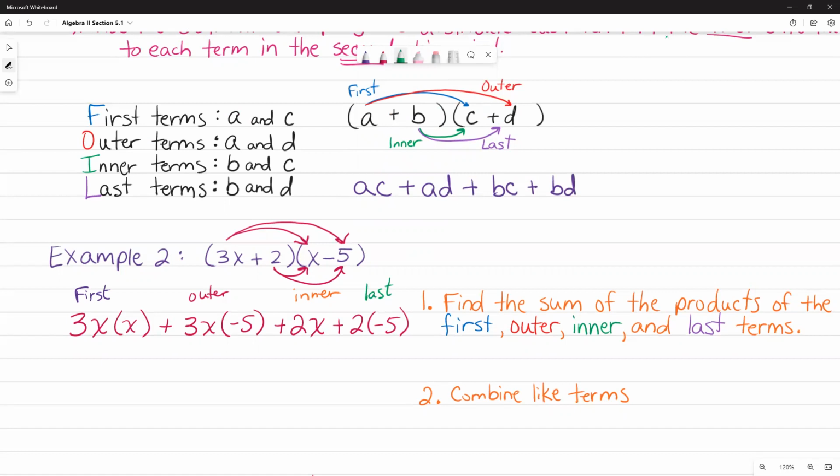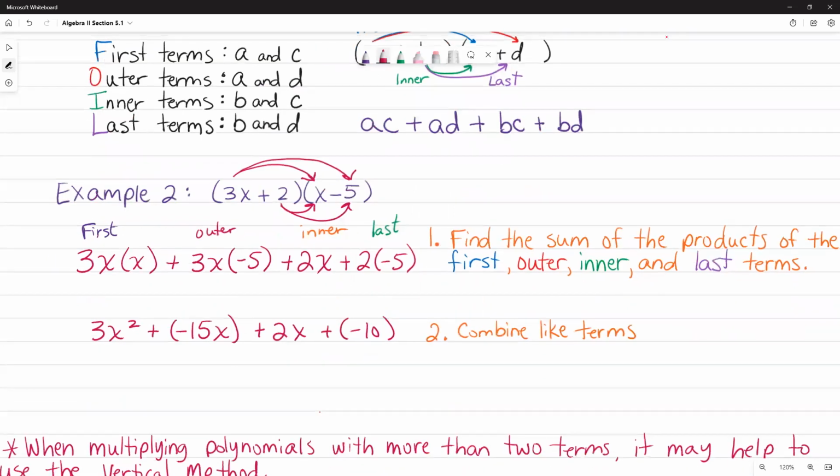So what's 3x times x? 3x squared. All right. 3x times -5. -15x. You could also just write that as minus 15x. We'll simplify that in a second. All right, this one is just 2x. And then 2 times -5 is -10.